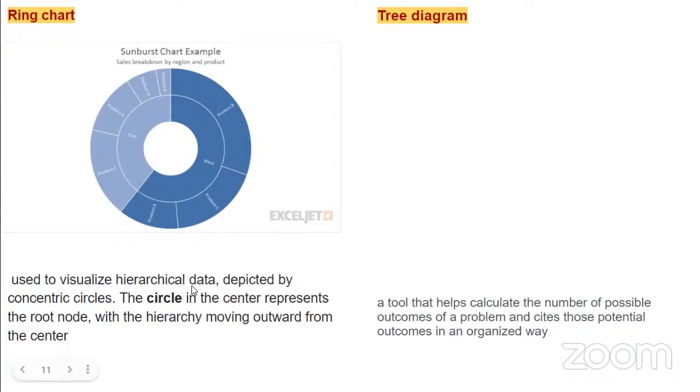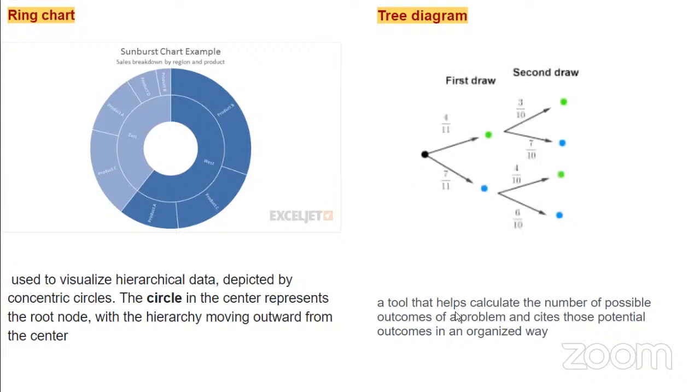So it's used to visualize hierarchical data depicted as concentric circles. The circle in the center represents the root node with the hierarchy moving outwards from the center. So it's like a tree diagram. A tree diagram, okay, in fact, this is actually the next example we are going to look at. A tree diagram has a root node, and then we have branches, and then sub-branches, until we get to the final part of the visualization.